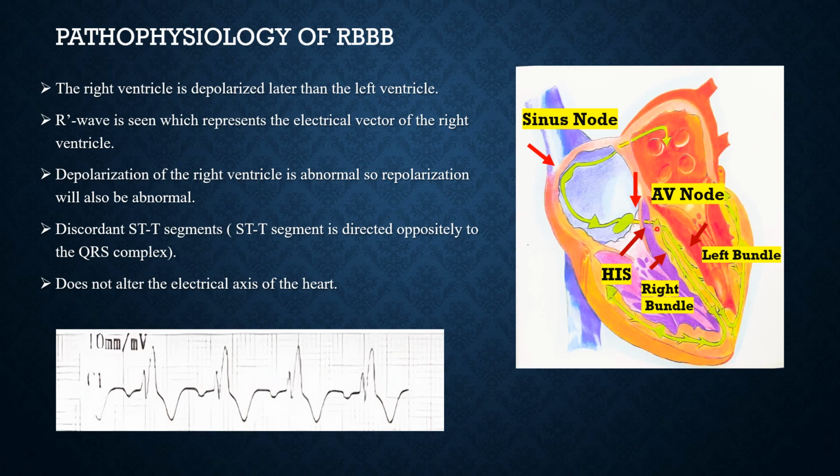In the case of a right bundle branch block, this area gets blocked and the conduction from the AV node and the His goes predominantly to the left bundle over here, and then it comes to the right bundle over here. So we'll discuss this further as well. This is a kind of delay in the conduction. Because of that, one bundle branch conducts faster and the other conducts slower.